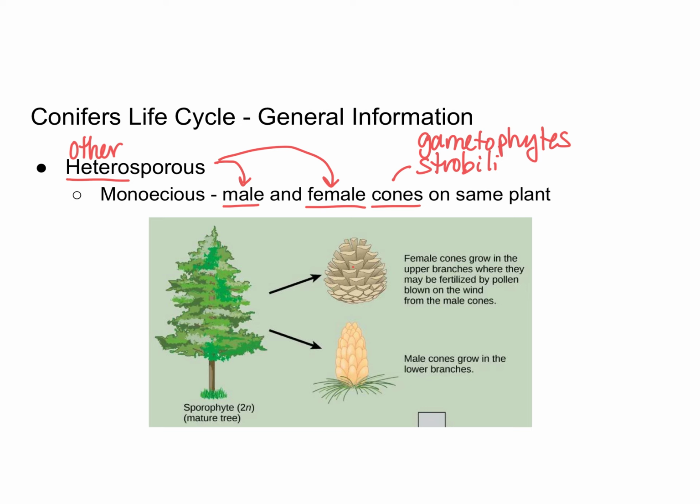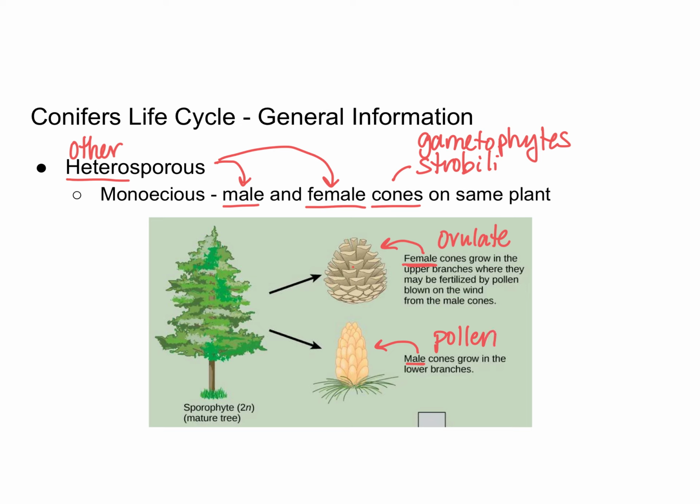And you can see those differences here on the picture. So these are the female cones, the ovulate cones. And these are the male cones, also known as the pollen cones.